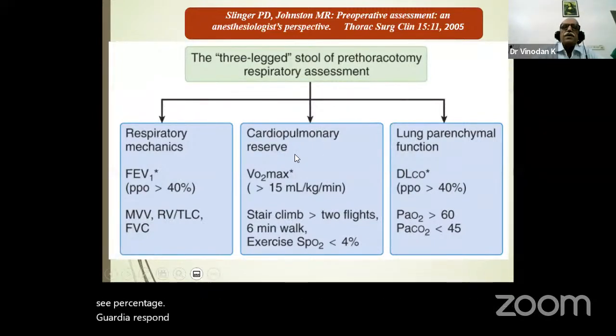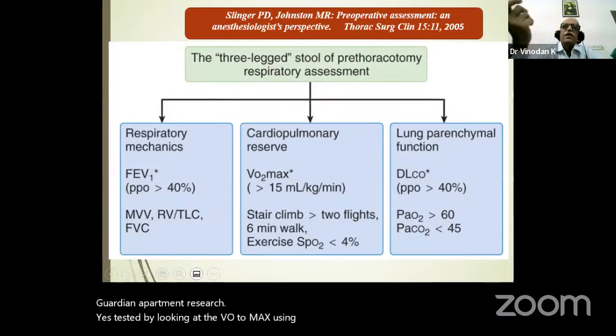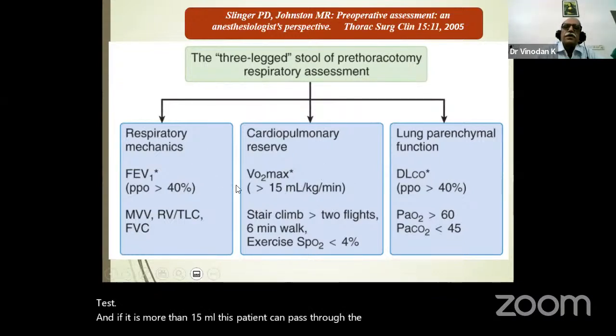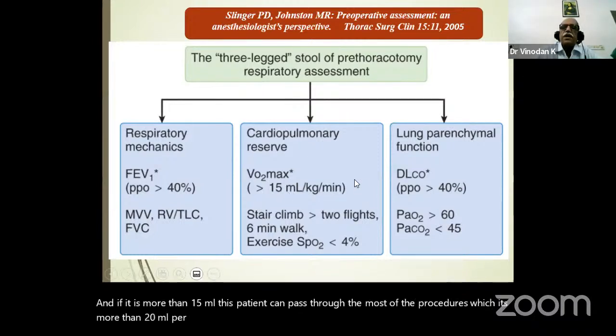Cardiopulmonary reserve is tested by looking at the VO2 max using the cardiopulmonary exercise test. And if it is more than 15 ml per kg per minute, you know this patient can pass through most of the procedures. If it is more than 20 ml per kg per minute, then you can be sure that he will go through a pneumonectomy without any problem.